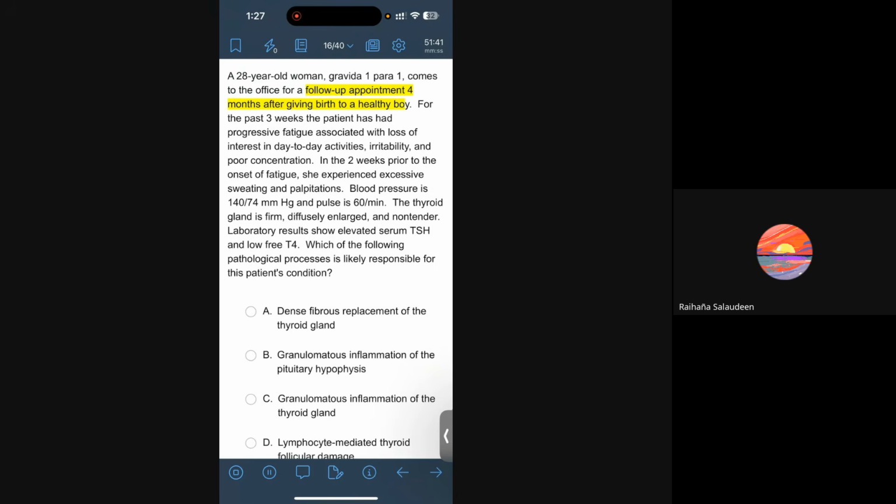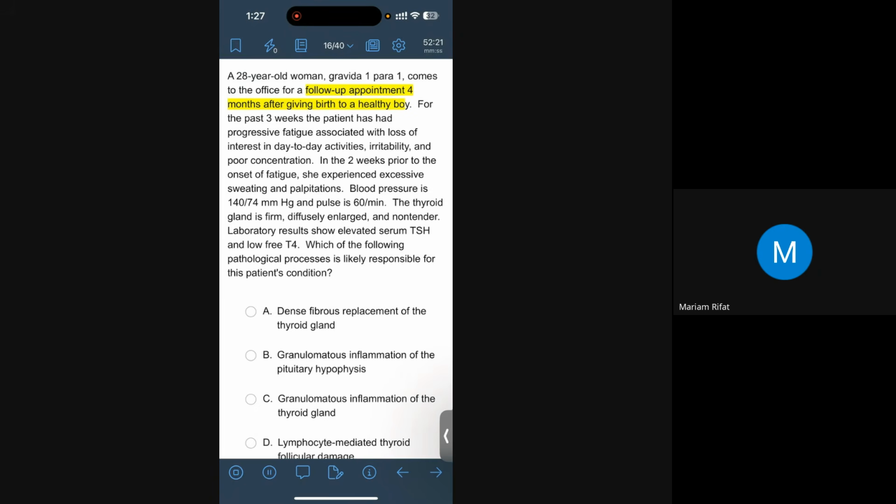The thyroid gland is firm, diffusely enlarged, non-tender. Non-tender means this is not de Quervain thyroiditis. Right now, the patient has elevated serum TSH and low free T4. The patient's symptoms are of hypothyroidism, and a short time before the patient had hyperthyroidism. And the symptoms develop 4 months after giving birth to a healthy boy, so they are clearly linked to the postpartum.